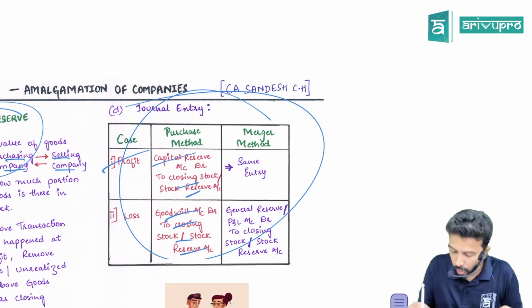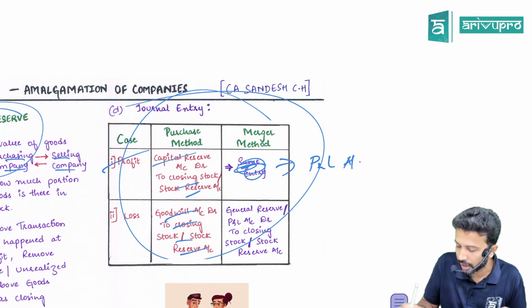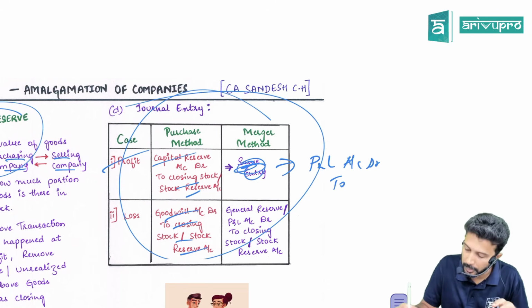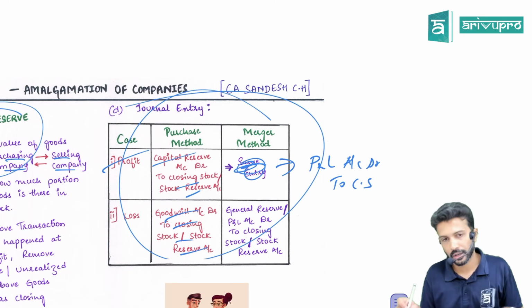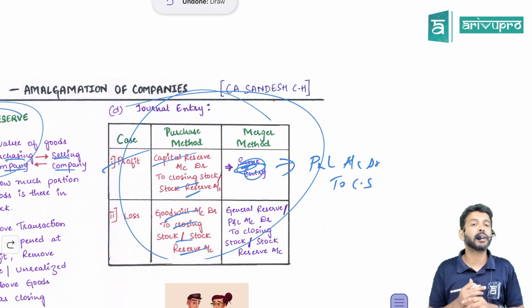If it's the merger method, don't write capital reserve. The entry will be what? P&L account, because our new study material is not using capital reserve. For profit, they're calling it P&L. So the entry will be P&L account debit to closing stock. If it's a loss scenario, general reserve account debit to closing stock will be the entry for stock reserve.